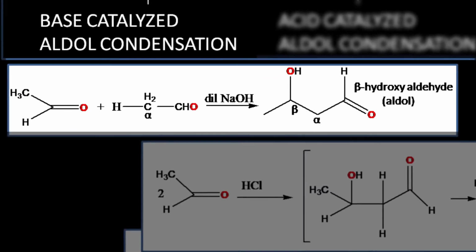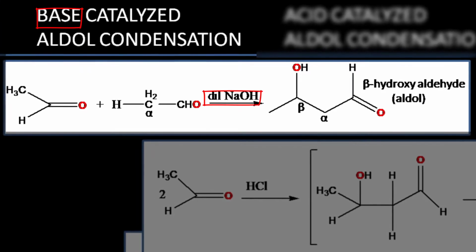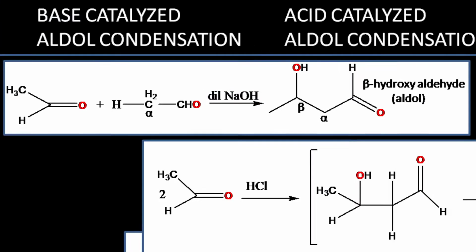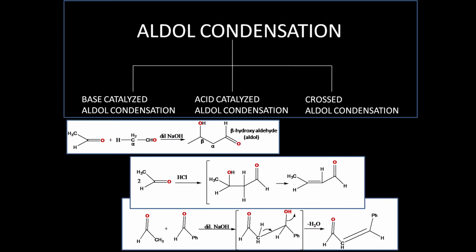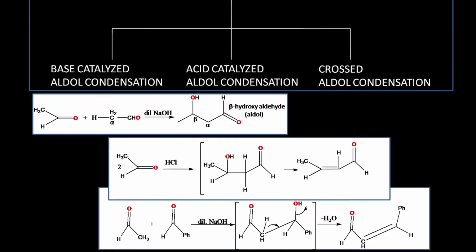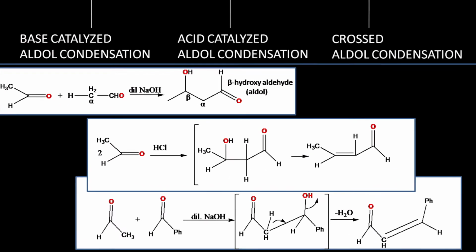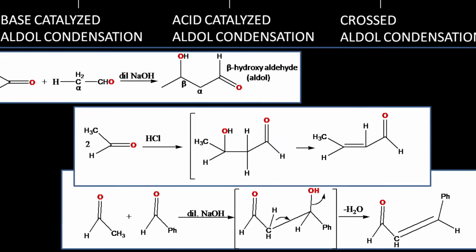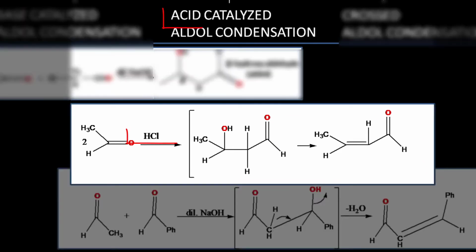Dilute NaOH acts as a base, helping in the formation of a β-hydroxyaldehyde, aldol. In acid catalyzed aldol condensation, acid helps in the formation of β-hydroxyaldehyde via enol. It also helps thereafter in the formation of alpha-beta unsaturated aldehyde or ketone.